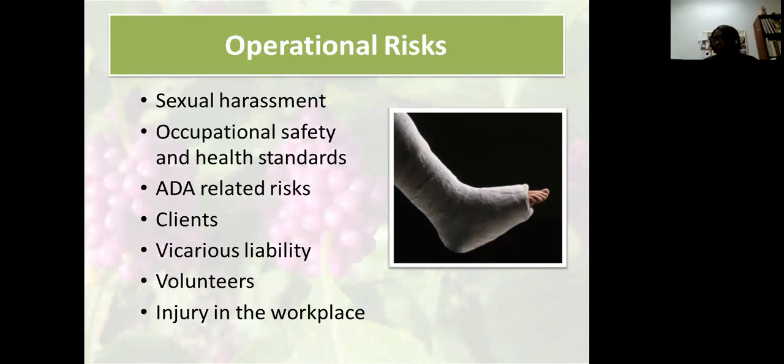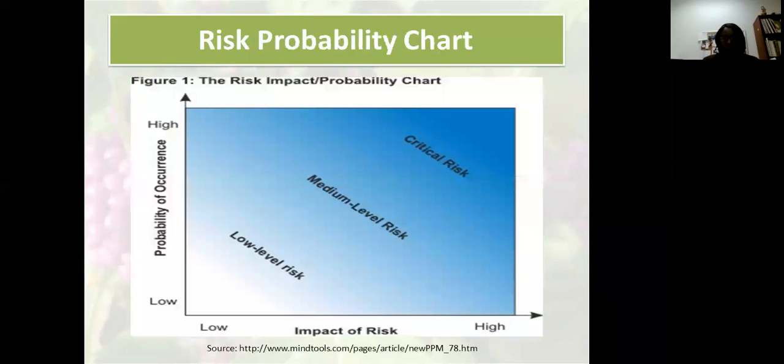And then there's the operational risk that covers employees, clientele, and third parties. And so these risks include sexual harassment, occupational safety and health hazards, Americans with Disabilities Act related risks, and clients' vicarious liability, which is the risk of being held liable for third parties or contractors, volunteers, and injury in the workplace. So those are your operational risks.